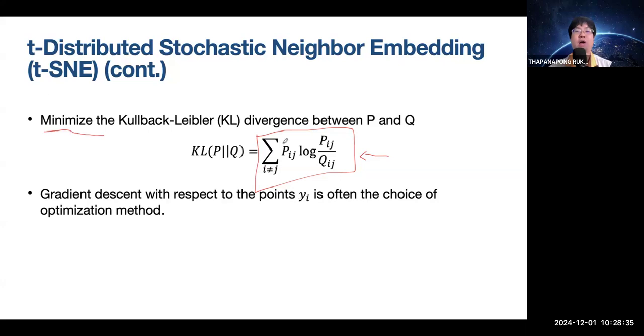And to do that, you can use gradient descent with respect to yi, and it's often the choice for the optimization method. So for t-SNE, we don't do eigenvalue, eigenvector decomposition because those are linear. But for nonlinear, we use the KL, the Kullback-Leibler divergence, and then we use gradient descent to find the lowest value of this expression.